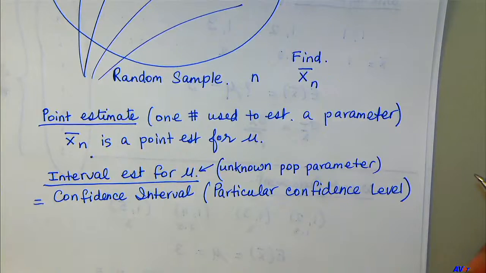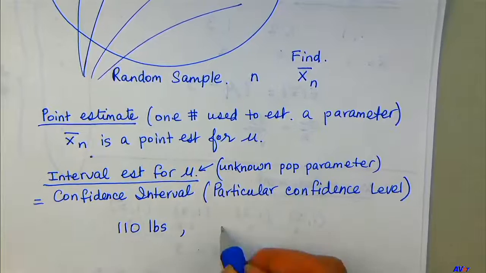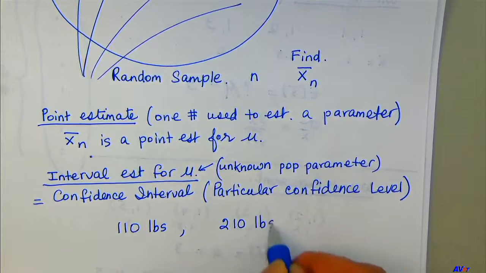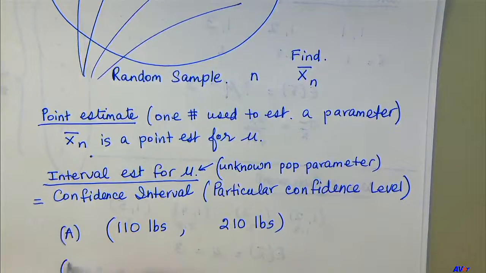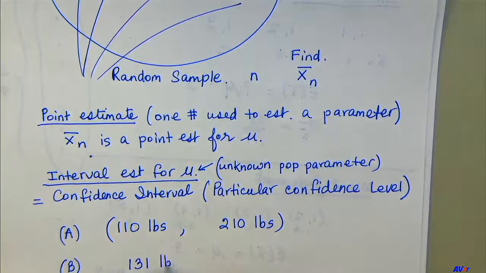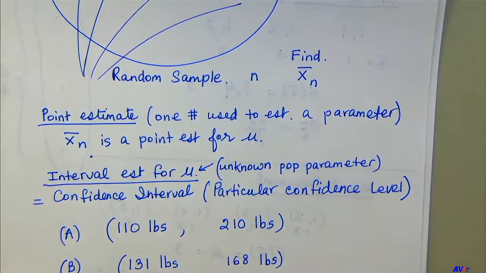Would it be helpful to come up with an interval estimate that says that the average weight lies somewhere between 110 pounds to 210 pounds? Is that helpful, or would this be more helpful? Here's choice A, and here's choice B. The average weight lies between 131 pounds and 168 pounds. Which helps you zero in more on the unknown mu? Something that's this big or something that's this big?